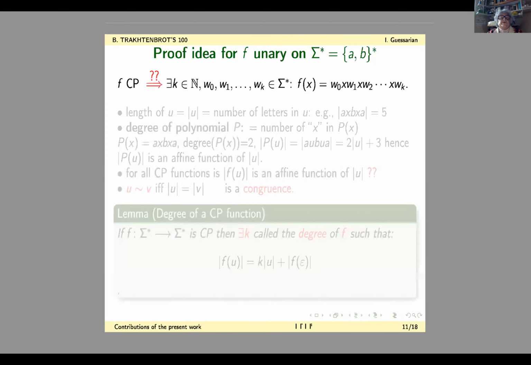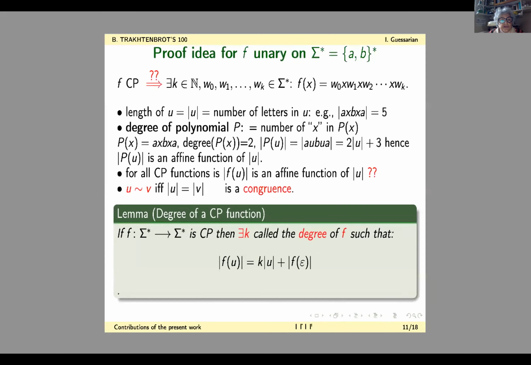First, before giving the proof idea for unary f on the free monoid generated by A and B, what we want to prove is the converse, namely that if f is CP, it's polynomial. So there exist k, w0, ..., wk such that f of x is of this form. I define an auxiliary result. Let me first define the length of a word u in the free monoid, u between two bars, to be the number of occurrences of letters in u. For instance, the length of AXBXA is 5 because there are 5 occurrences of letters.